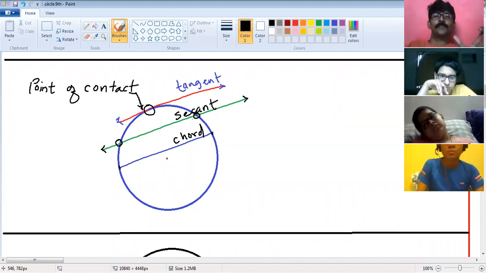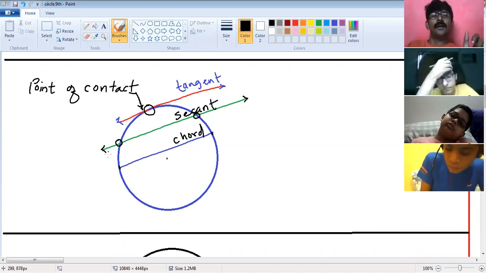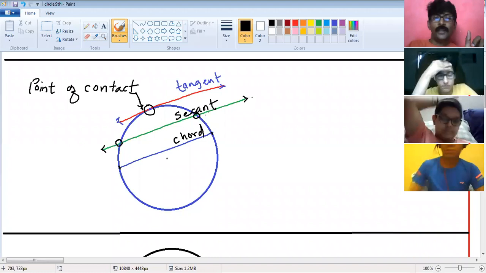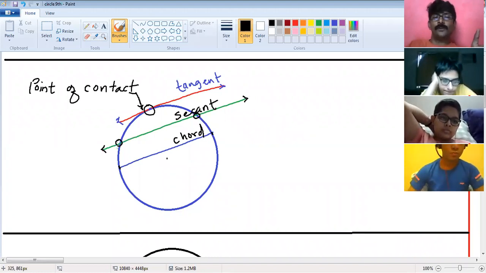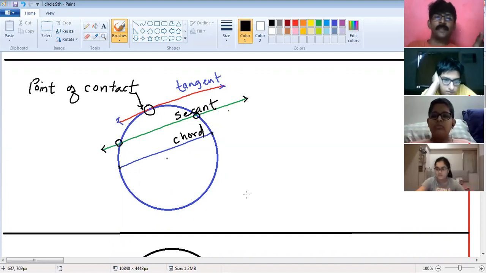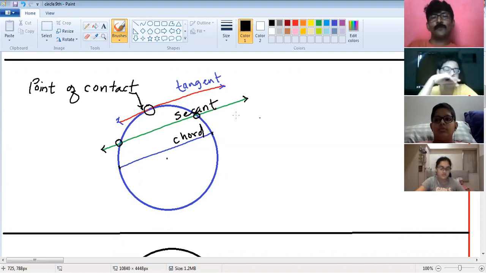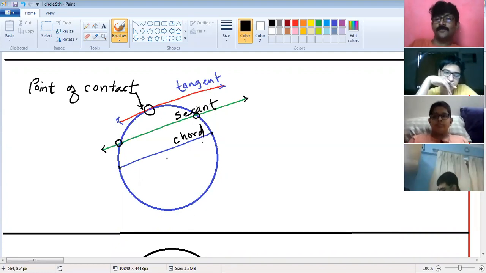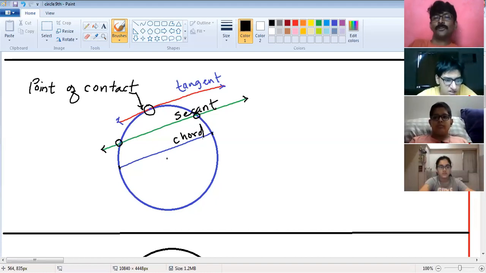Now let me tell you what a secant is. A secant is a line passing through any 2 points of the circle. A line passing through more than 1 point, either 2, 3, 4, or many points. So that is the difference between the tangent and secant, or between the tangent and chord, or between the secant and chord. I hope you understood. Please draw this quickly in your book and keep it ready.